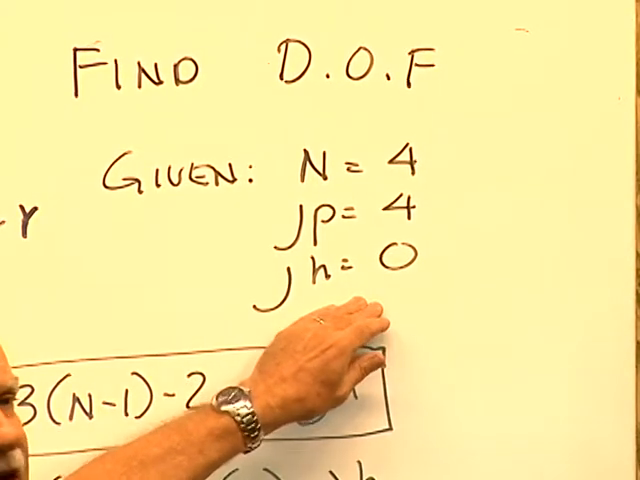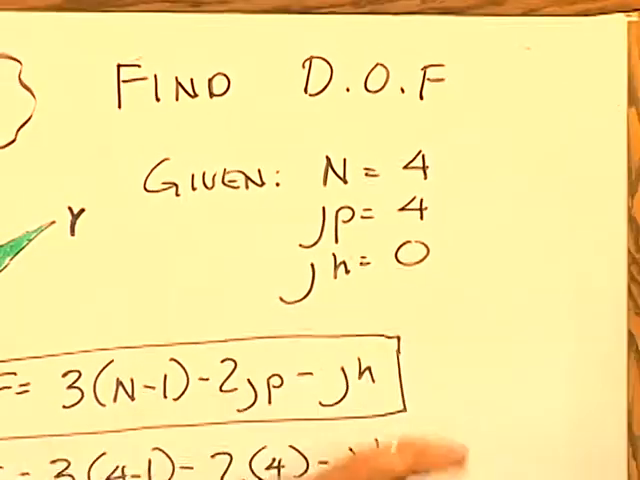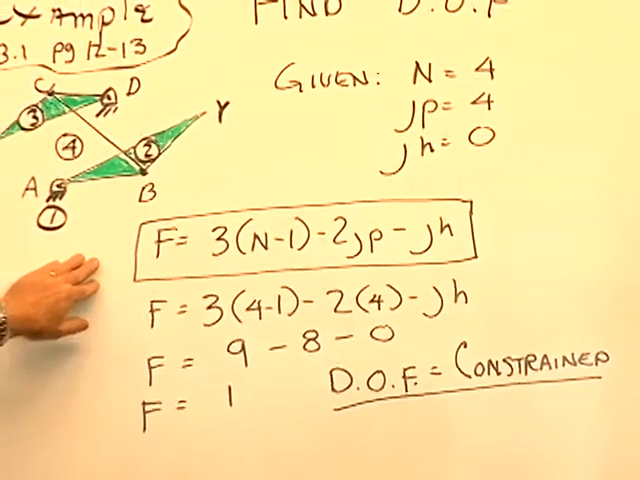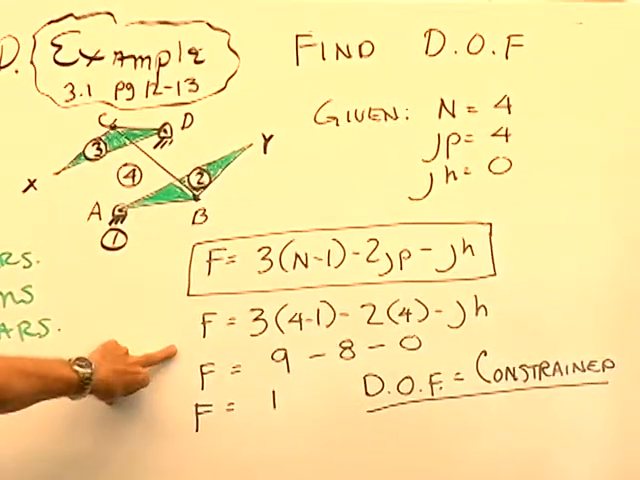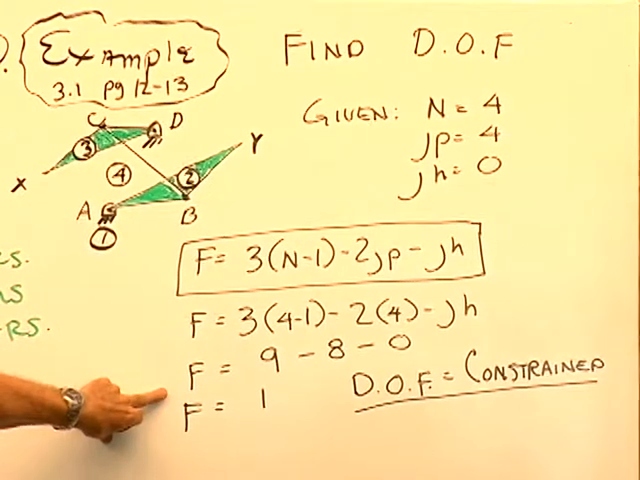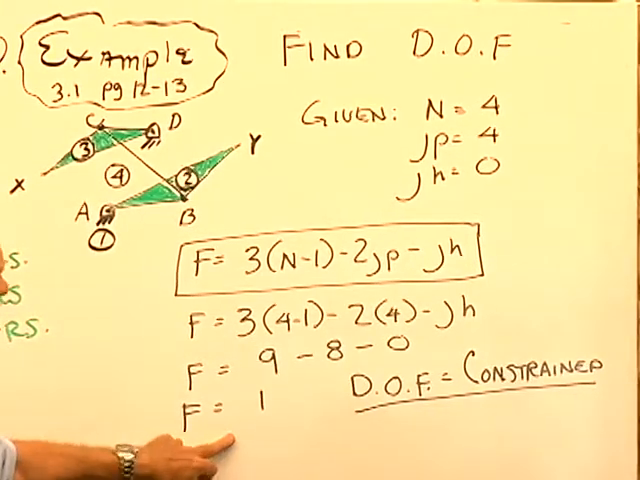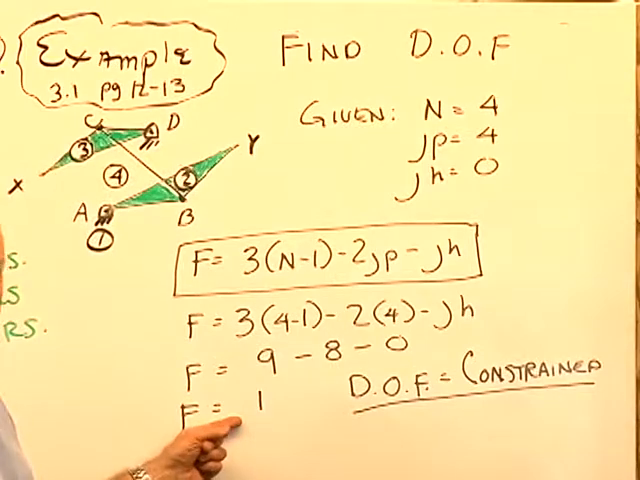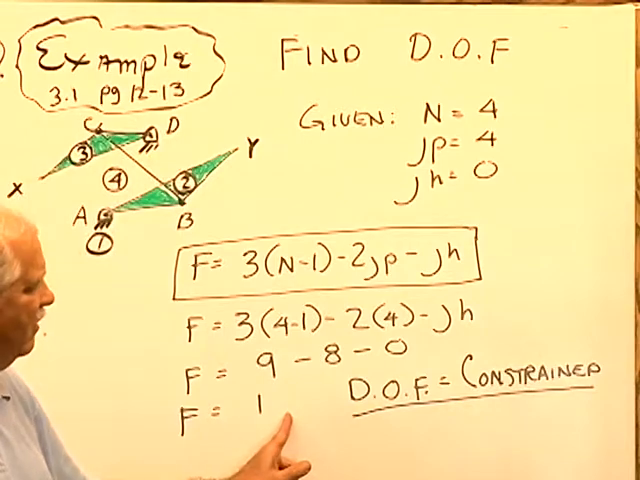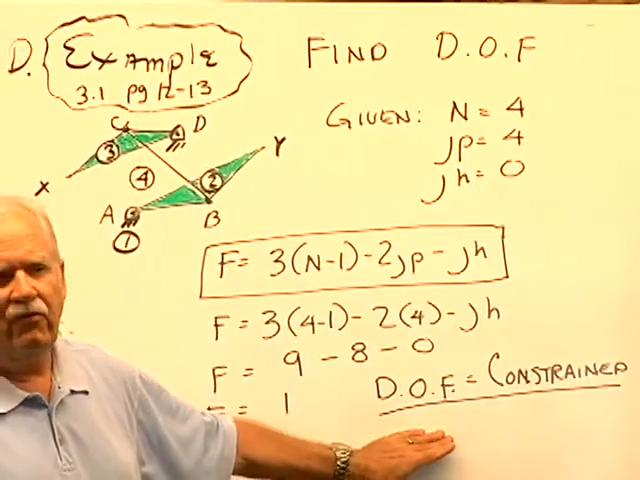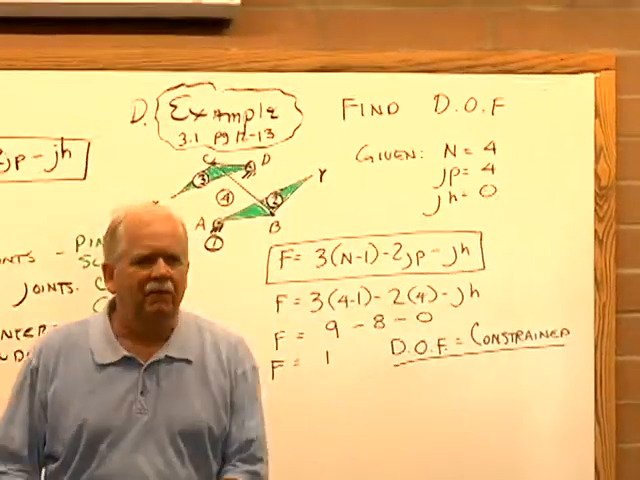Now, we don't have any higher levels. There's no gear or no cam involved. So as the format has been stated earlier, box your formula, make your substitutions, show any kind of computation if you wish, and then display your answer. Now, because it's a mathematical formula, and the answer here was 1, then we convert that mathematical answer into what kind of mobility you have. And in this case here, we have a constrained mobility.